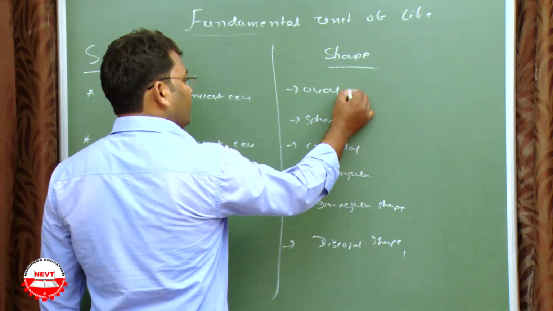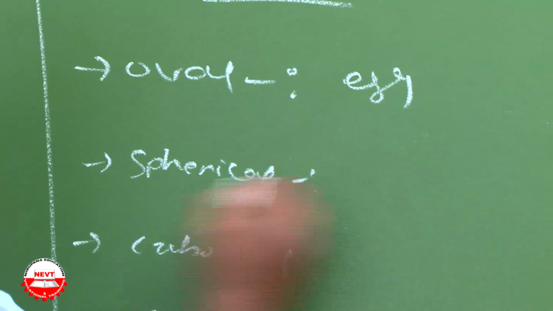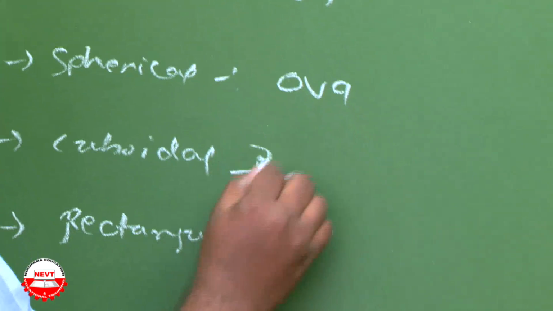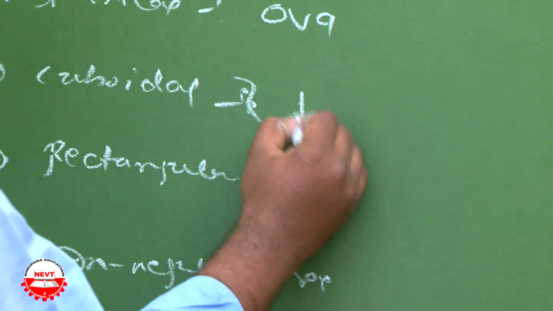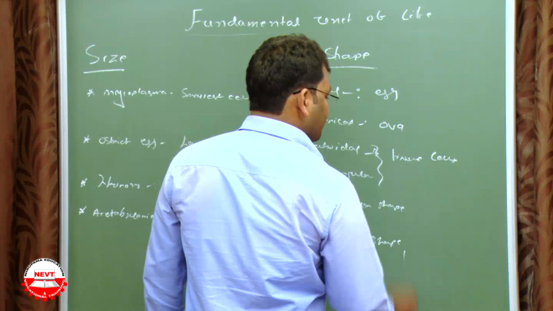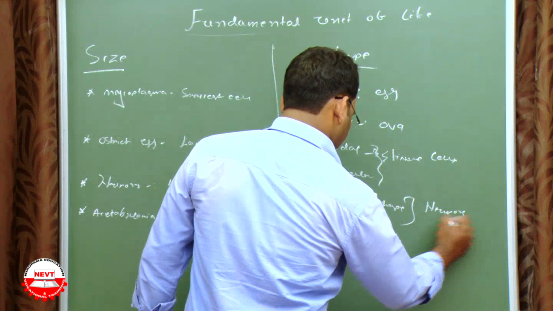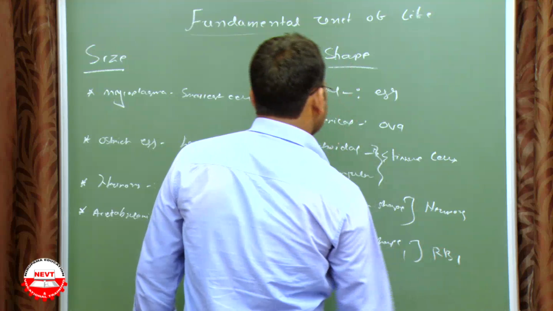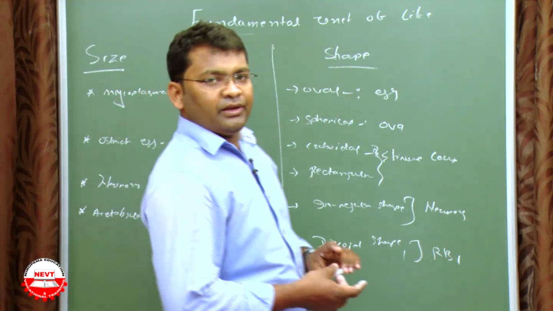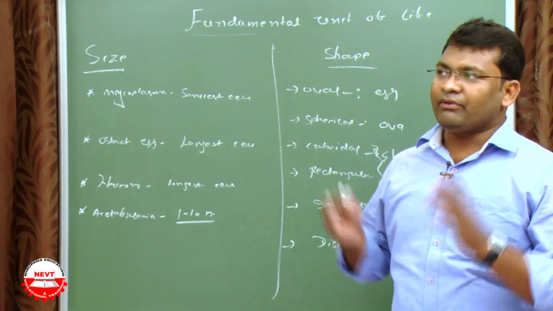If you go to the shape, some cells are oval shaped like an egg, spherical like ova, cuboidal, rectangular. These are the different types of tissue cells, epithelial tissue cells. Irregular shape is the neuron. Discoid shape is the RBC. So these are the different types of size and shape of the cell. Now we'll discuss the anatomical part of the cell, how it is made up, and what its functions are.